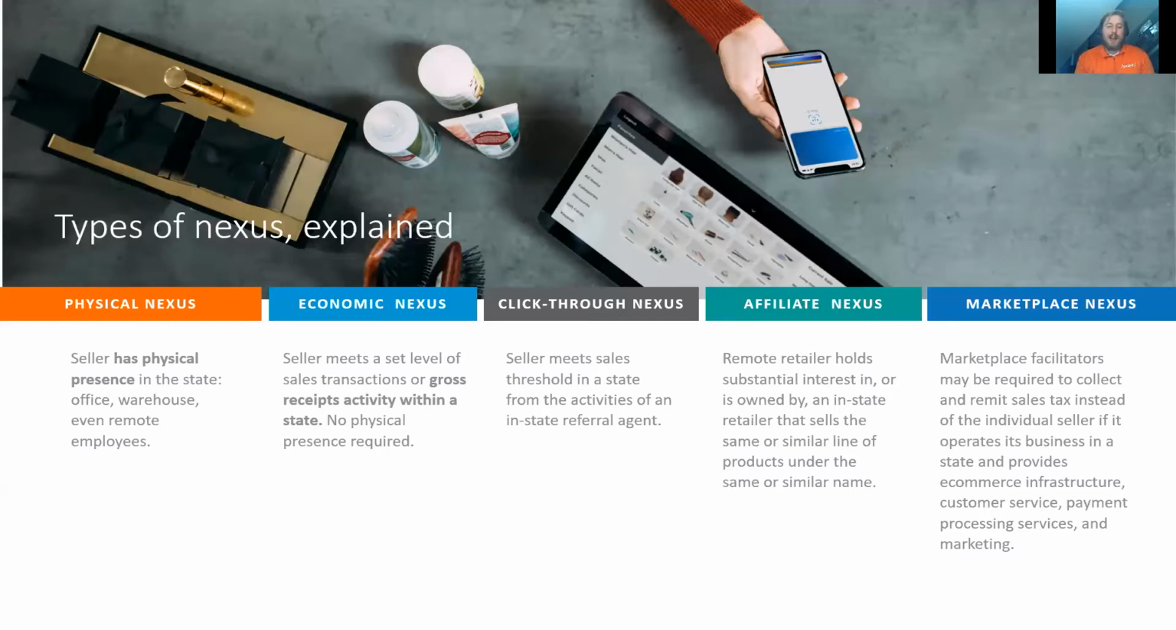Affiliate nexus, right? Having a co-ownership of another entity or another sister company, things of that nature, that can trigger these obligations. And then the marketplace facilitator statutes or laws that were put in place can also trigger nexus by way of owning or having some sort of marketplace.